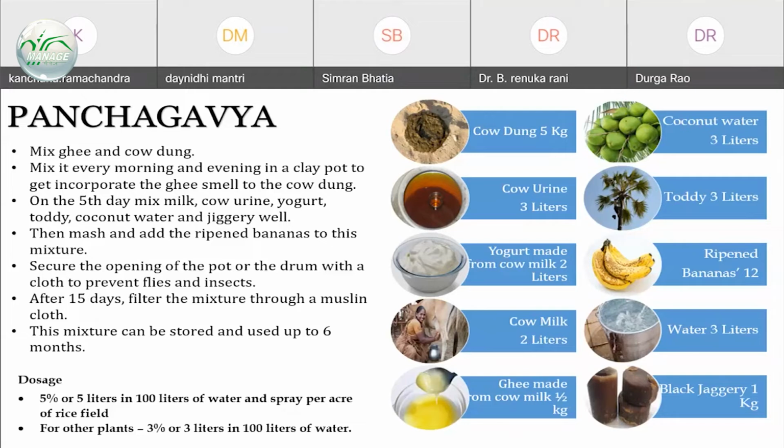We can use it on fruit trees also. Always it should be used in the initial stages of flowering, say in mangoes, at the button stage, the small gola-shaped mangoes. At that time, if we use Panchagavya, we will get excellent results.